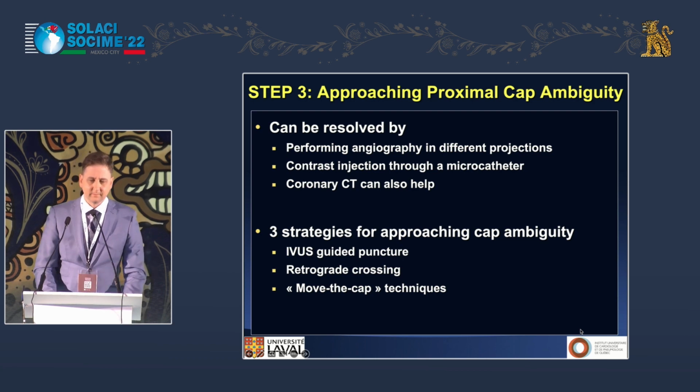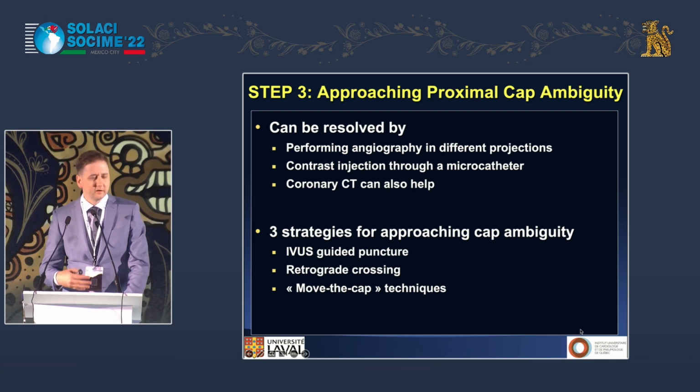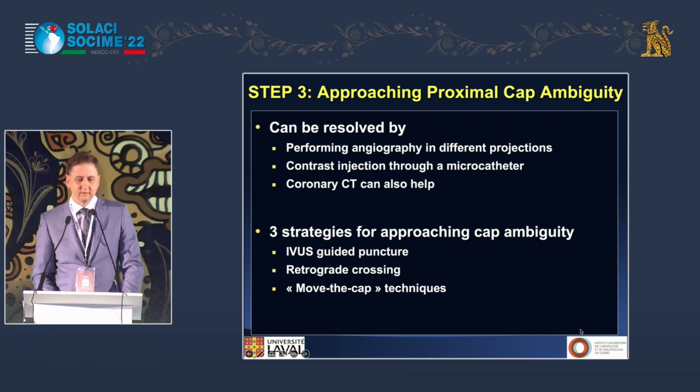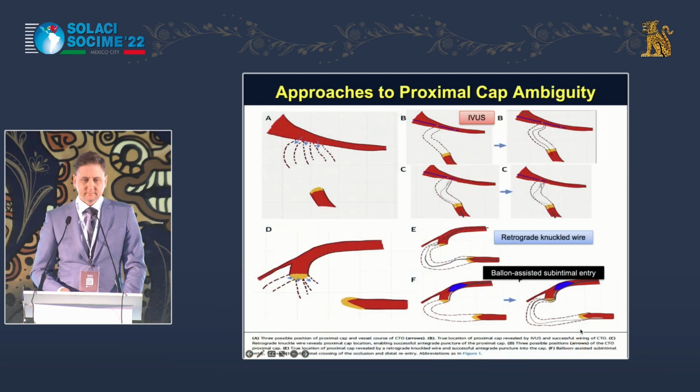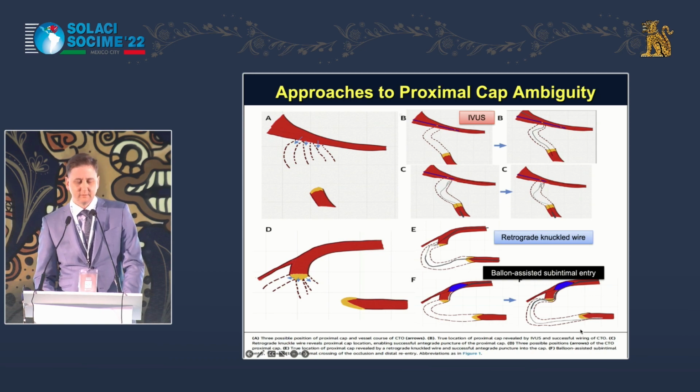can also help. In fact, there are at least 3 strategies for approaching cap ambiguity: IVUS guided puncture, retrograde crossing, or move the cap techniques like a balloon assisted subintimal entry.